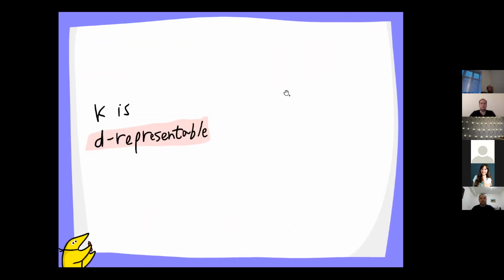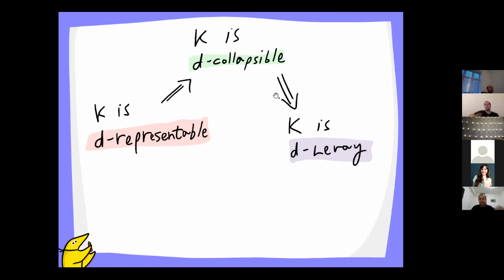So these 3 notions of d-representability, d-collapsibility, and d-Lerayness were studied by Wegner in the 70s. He showed that any d-representable complex is d-collapsible. This is known as Wegner's theorem, and he also showed that any d-collapsible complex is d-Leray. So these are 2 different notions that generalize this concept of being d-representable.